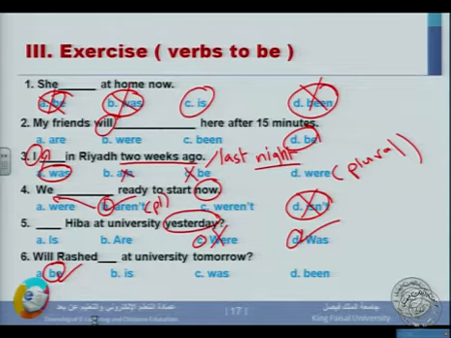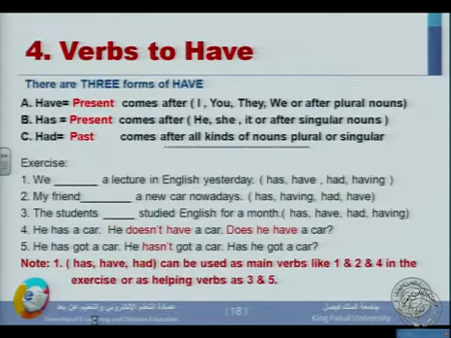We take were, and don't take was, in the past, and so on. Verbs: to have. We have three forms of the verb to have. We have "have" in the present, which comes after I, you, they, we. We can say we have, I have, you have, they have, or after plural pronouns.